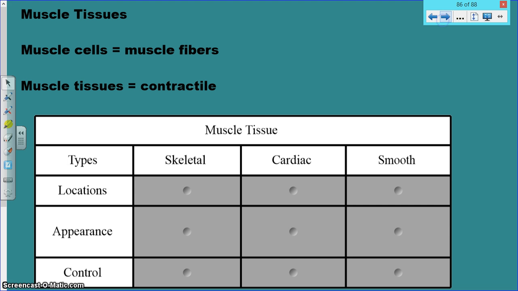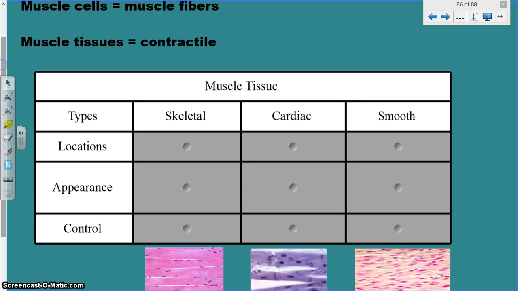All right, next up are muscle tissues. And muscle tissues are composed of muscle cells, as well as blood cells and nervous cells and stuff. Muscle cells are also called muscle fibers. And the characteristic that's unique to muscle tissues is that they're contractile. They're able to shorten, okay, upon stimulation. And there are three types of muscle tissue. There's skeletal muscle tissue, cardiac muscle tissue, and smooth muscle tissue.